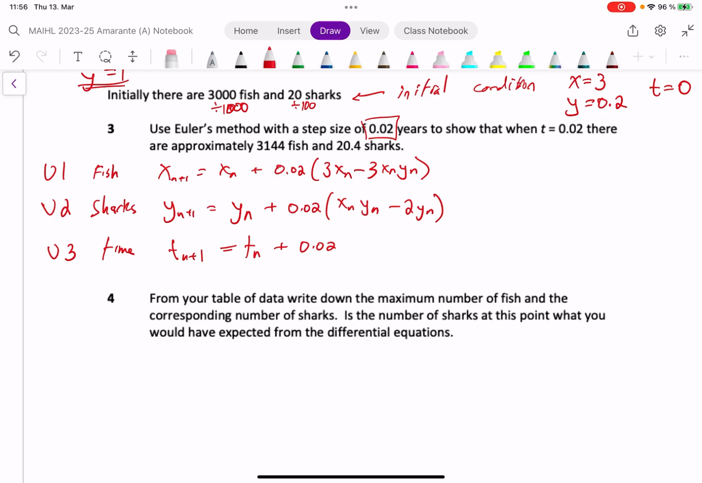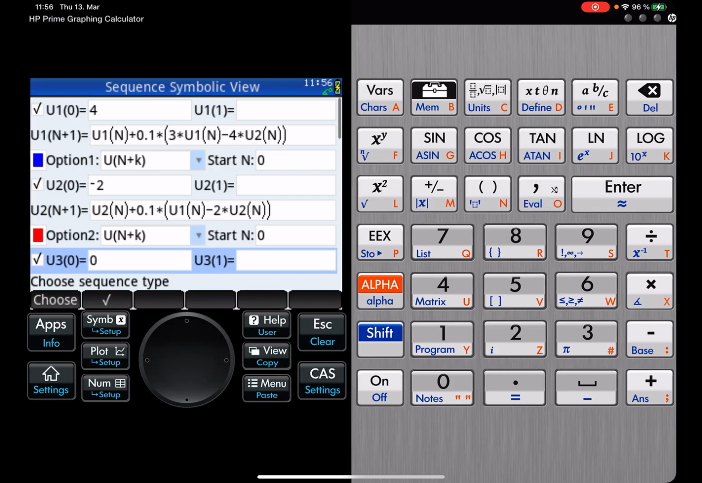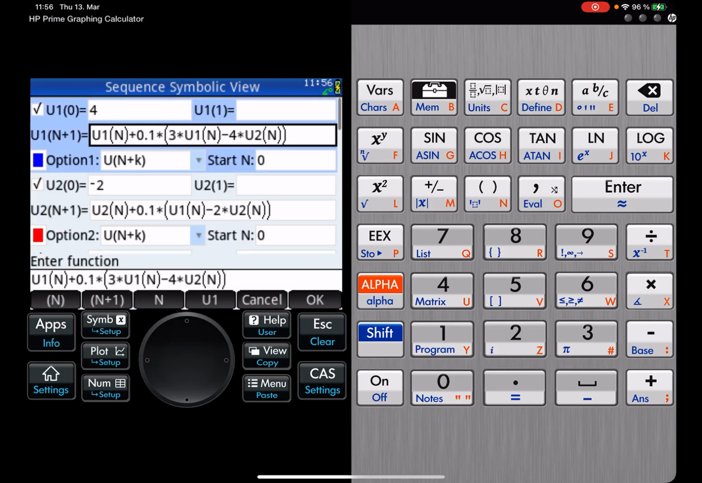Right, and so then this is where I need to go to my sequence app and type in my stuff. So we can do that quickly. My first sequence is xn plus 0.02. So I'm just going to modify what's in here, 0.02 times 3x. So that one's right. Minus 3. That needs to be a 3. Times u times x times y. Right, so my first one is correct.